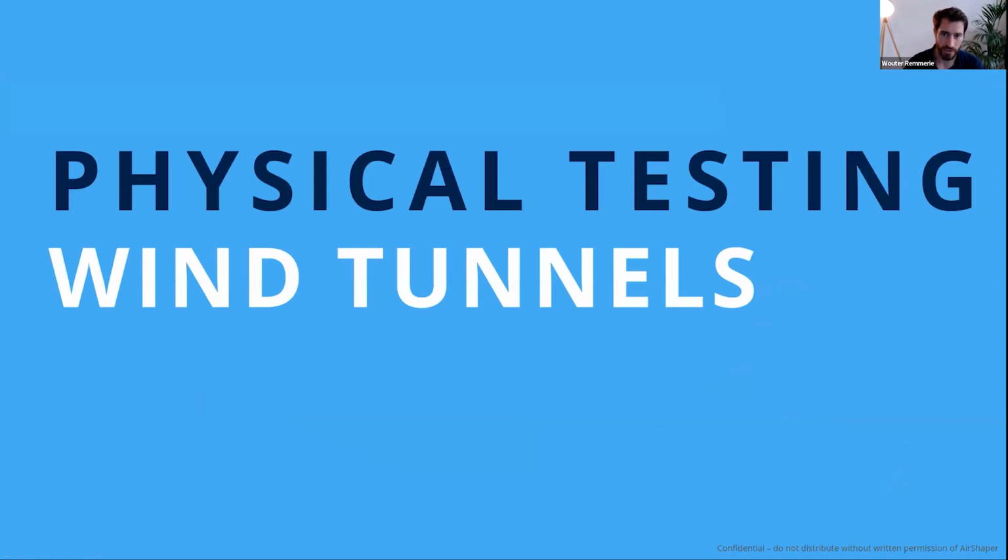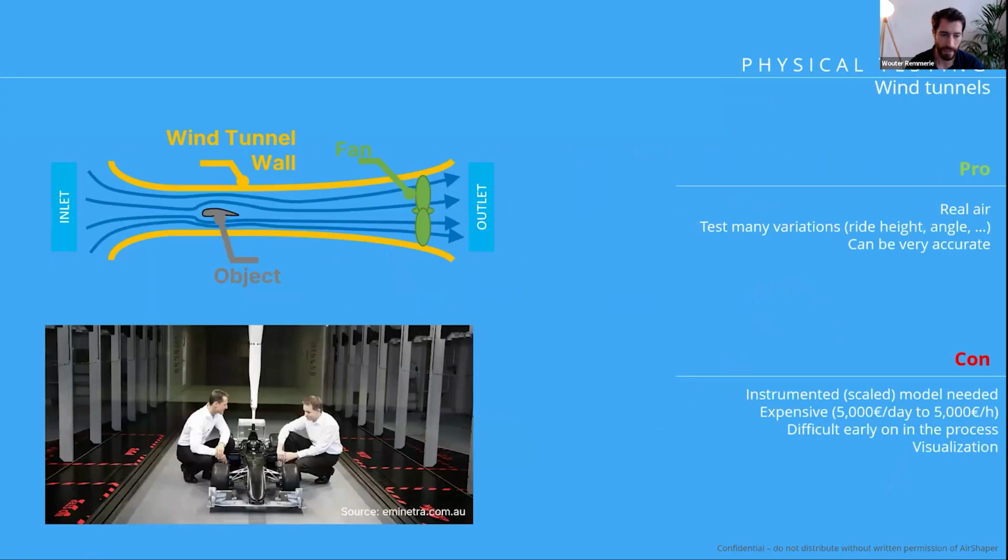So we discussed the first option, physical wind tunnel testing. This is a very interesting option. I think this is Schumacher even. Basically, you're forcing air through a tunnel using a fan, and you put your object somewhere in the tunnel, and you analyze the airflow around that object. The concept is very simple. It's very nice, as mentioned, because it's real air. You can test different variations and it can be very accurate. But you need to instrument your model, so place sensors all over the place, to understand what you're seeing, what kind of force you're measuring, and so on.